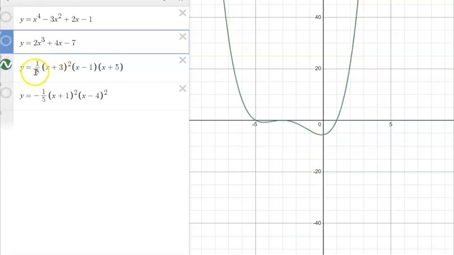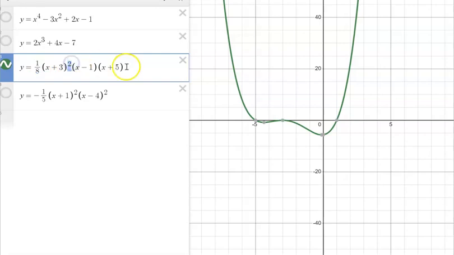Here's another example of a polynomial. It's okay to have fraction coefficients. Fractions just can't be in the exponents. We can see that this is a 4th degree polynomial because I have an x squared here and an x here, which would give me x to the 3rd. Another x would give me x to the 4th.